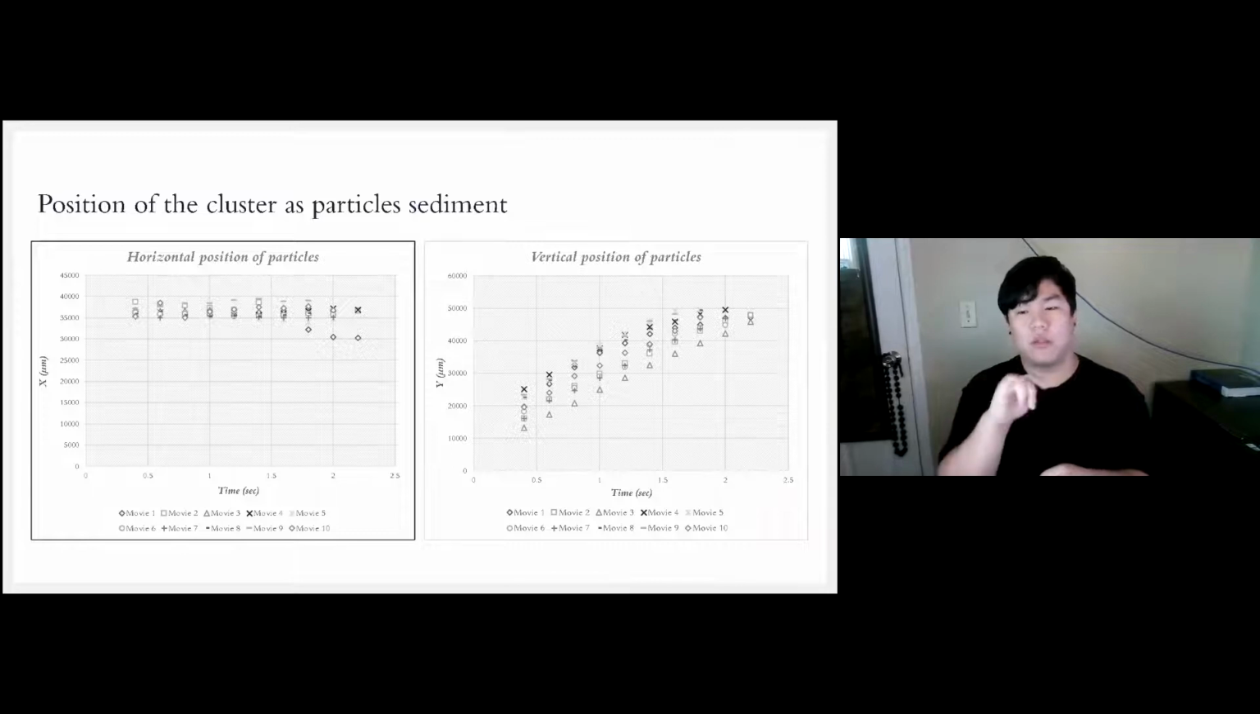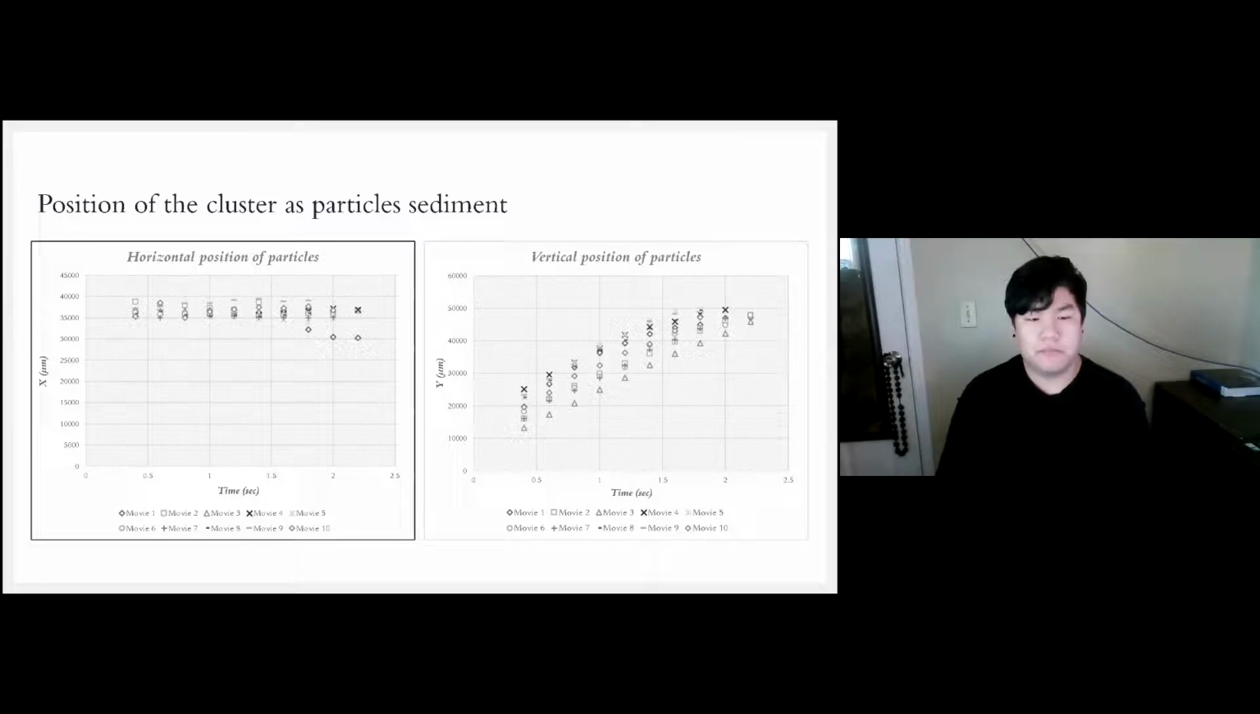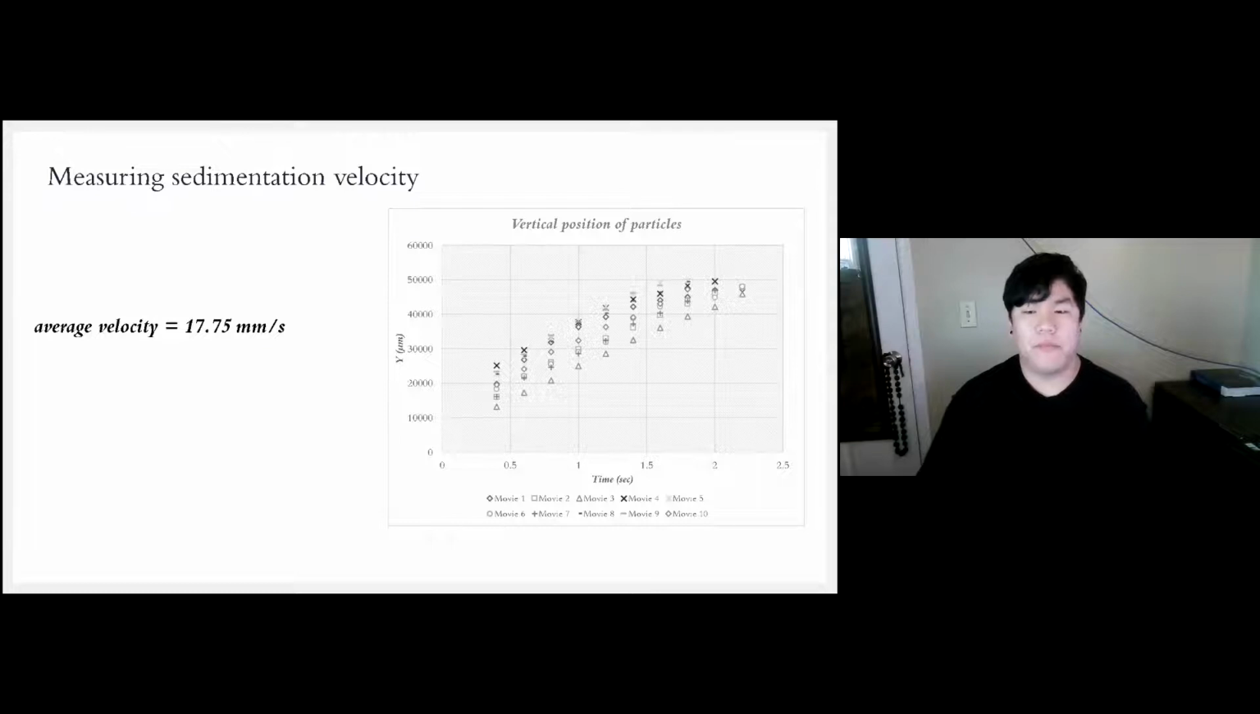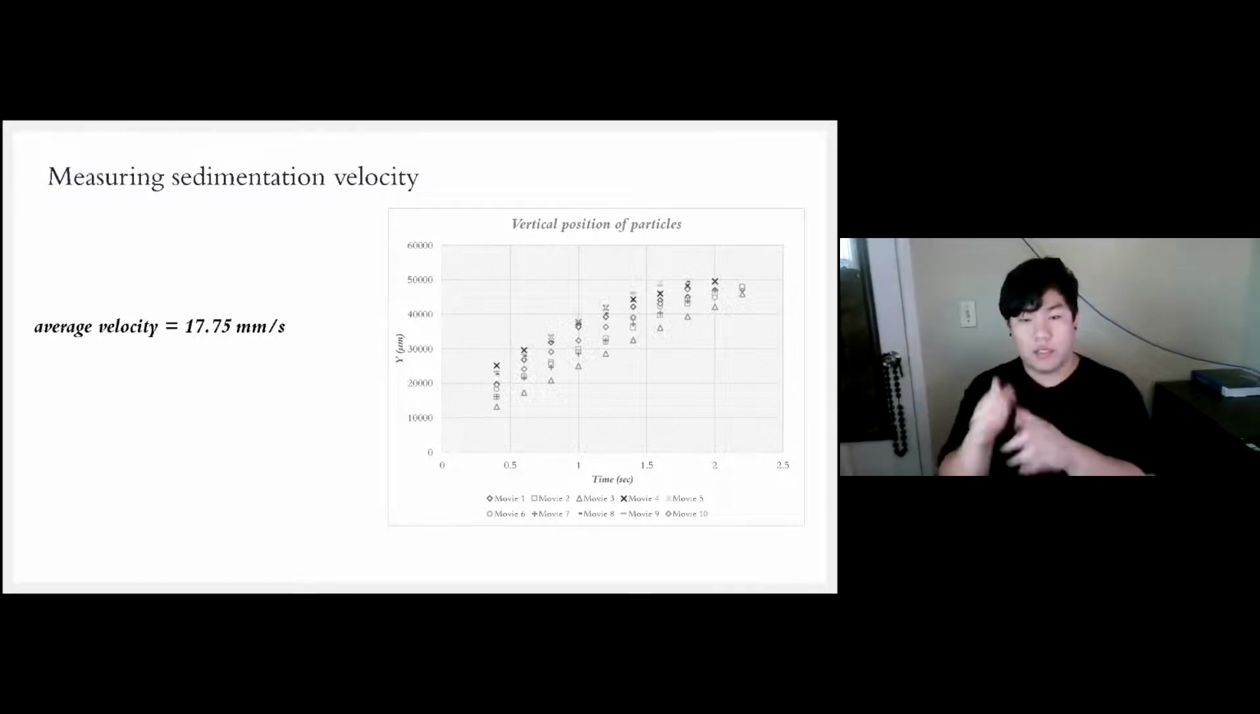When we used the video, we were measuring the particle sedimentation. We repeated this experiment several times. We are trying to measure the clusters while they were falling vertically, forming the sediment. Now we look at the y-axis, or the vertical position, and we look at the velocity. The average velocity was 17.75 millimeters per second.